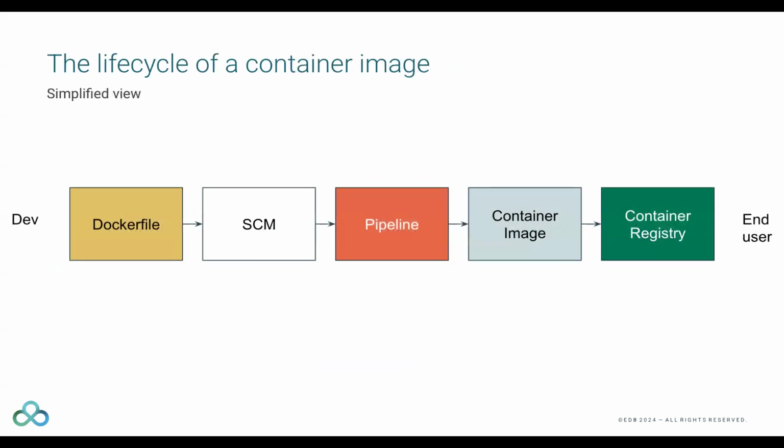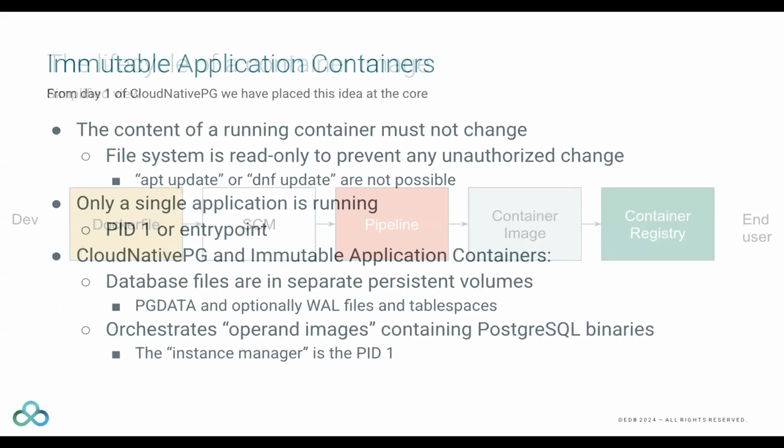This is a very basic representation of how you build, let's say, the life cycle of a container image. You create a Dockerfile, you put it in Git, for example. Then there's an action or a pipeline that creates the container image, maybe even runs some tests, and then pushes it in the container registry.